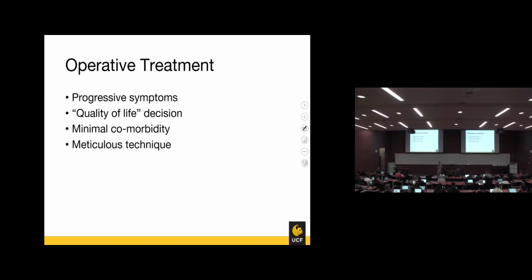All right? Surgical treatment is for progressive symptoms. In other words, it's getting worse over time. It's a quality of life decision. It's not a functional, life or limb threatening kind of thing. And they're most successful when patients have minimal comorbidity, and it requires a meticulous technique, which we'll go over some of here.